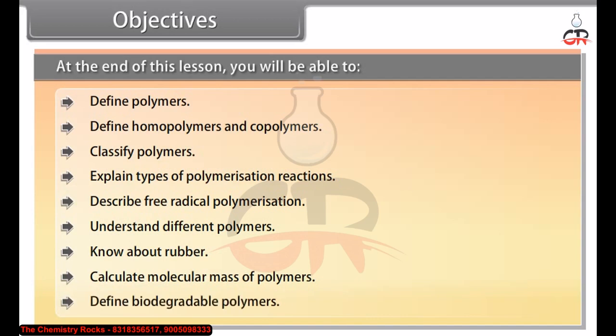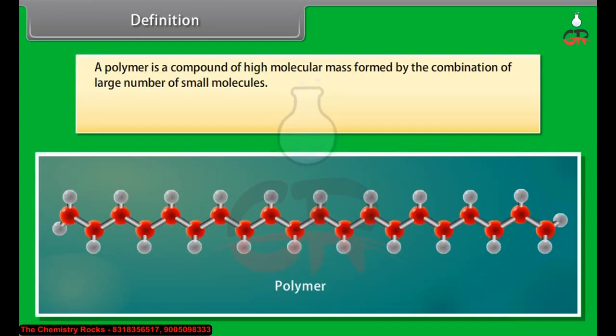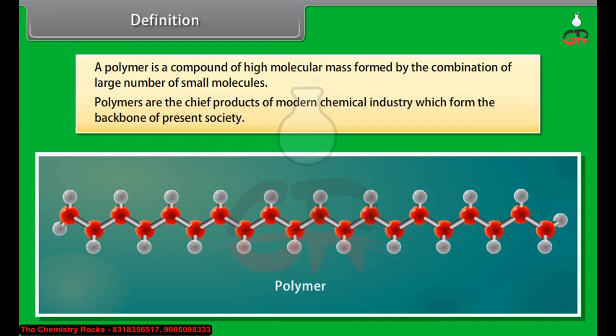biodegradable polymers. Definition. A polymer is a compound of high molecular mass formed by the combination of a large number of small molecules. Polymers are the chief products of the modern chemical industry, which form the backbone of present society.